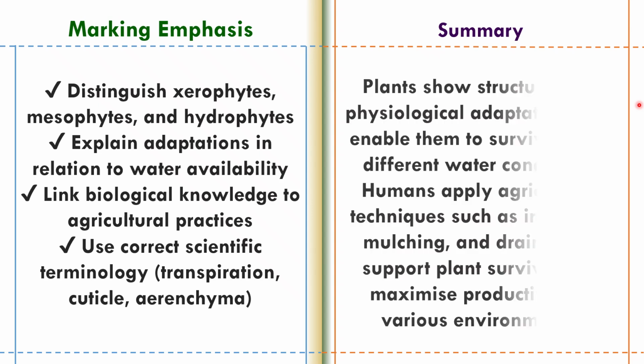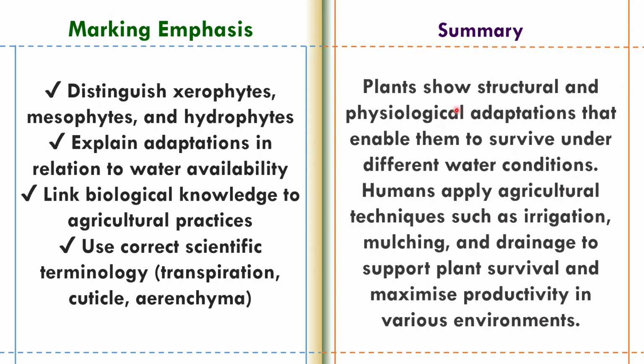Summary. Plants show structural and physiological adaptations that enable them to survive under different water conditions. Humans apply agricultural techniques such as irrigation, mulching, and drainage to support plant survival and maximize productivity in various environments.